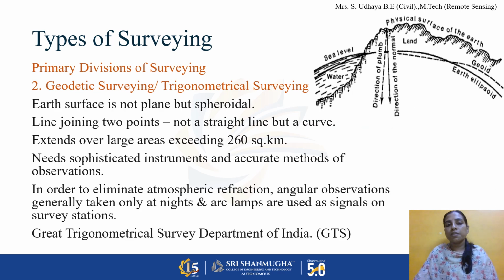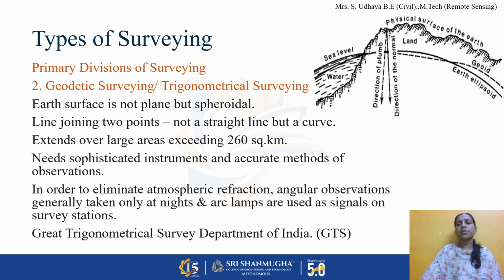The second type of surveying is geodetic surveying. It is otherwise called trigonometrical surveying. Here the earth surface is considered as a spherical object, not as a plane. As you see in this image, the shape of the earth is a geoid shape. Geoid means some irregular spherical shape. Here the distance measured between any two points is considered as a curve, as you see in this image. This survey is adopted when the area to be surveyed is greater than 260 square kilometers.